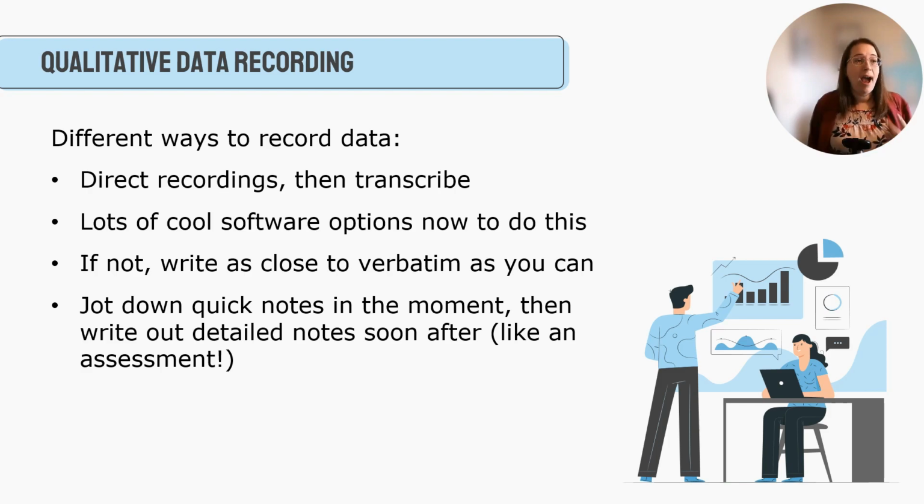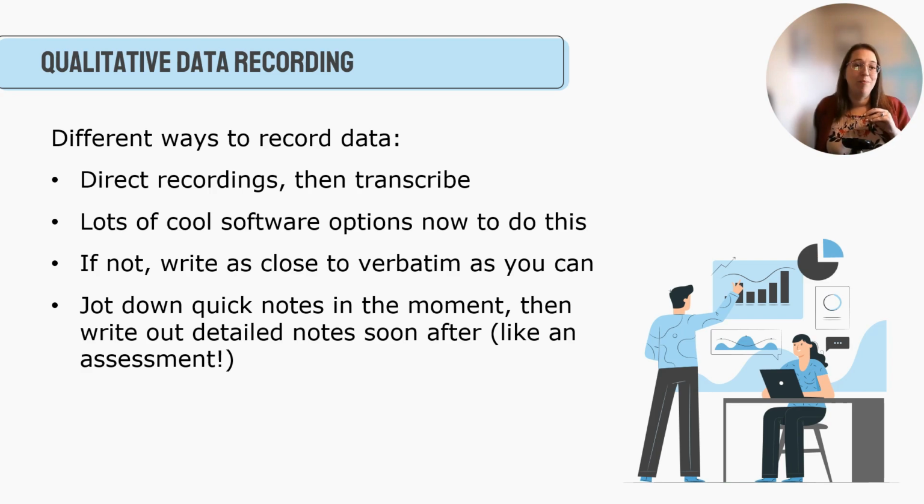Finally, when we're looking at how we record data, there's different ways. Ideally, we would do direct recordings and then transcribe them. That's great because then you catch every word, or at least as much as your recording allows you to. There's a lot of really great software too that you can literally pop in the recording and it will transcribe it for you, which is really nice. It makes it a little bit easier. If you're not able to record it, let's say you are working with a group of people who are undocumented and they do not want you to record anything they're saying, you could do things like take notes and write as close to verbatim as you can.